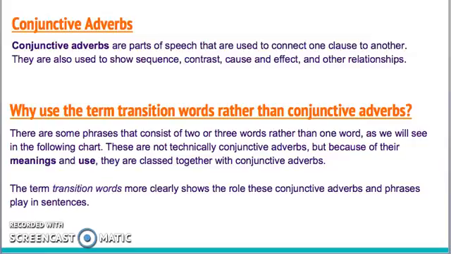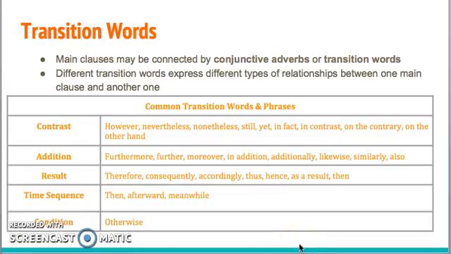These are not technically conjunctive adverbs, but because of their meanings and use, which is super important, they are classed together with conjunctive adverbs. We use the term transition words because it more clearly shows the role that these conjunctive adverbs and phrases play in sentences. The chart should look familiar to you. These are transition words. Main clauses may be connected by conjunctive adverbs, or as we call them, transition words. And we know that different transition words express different types of relationships between one main clause and another one.